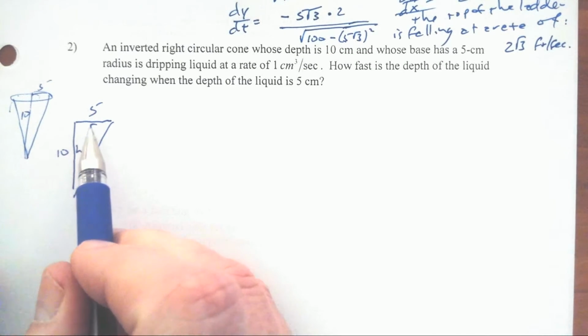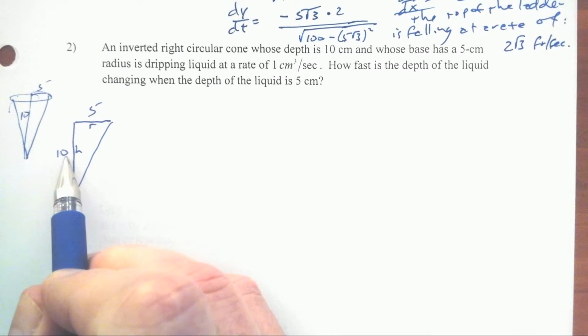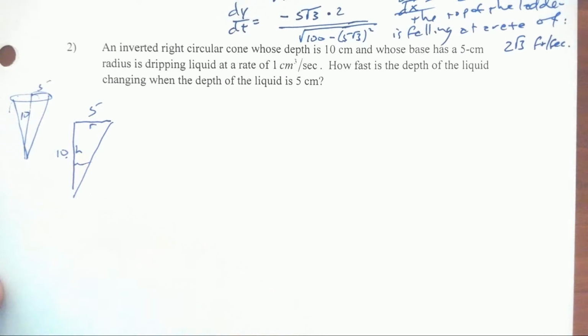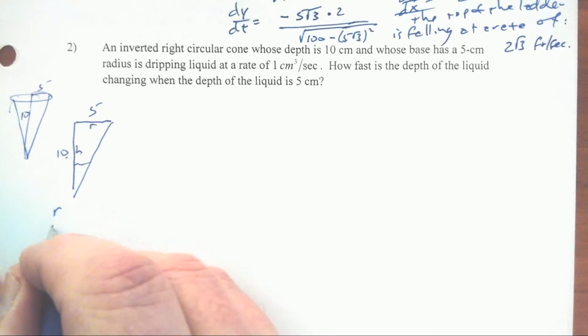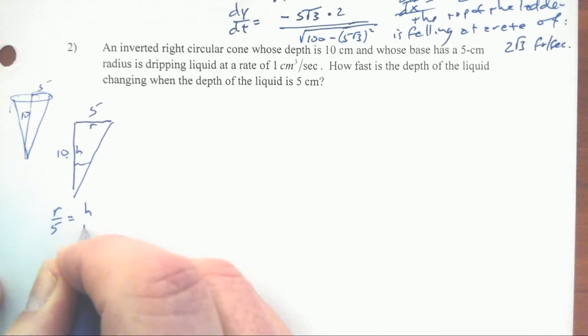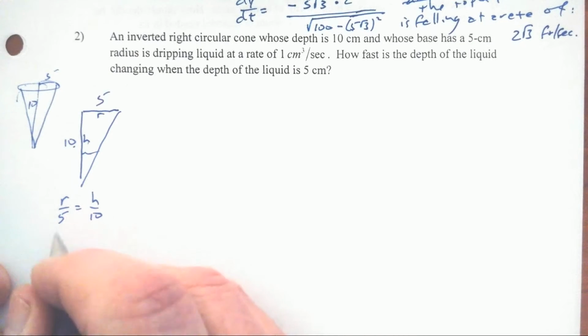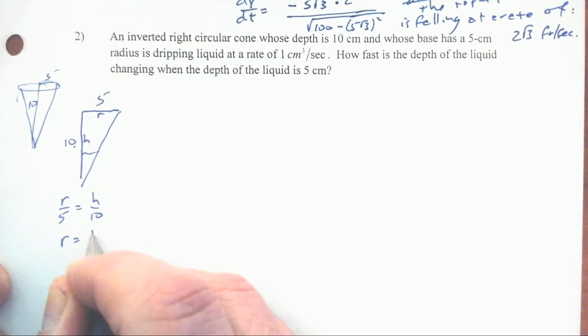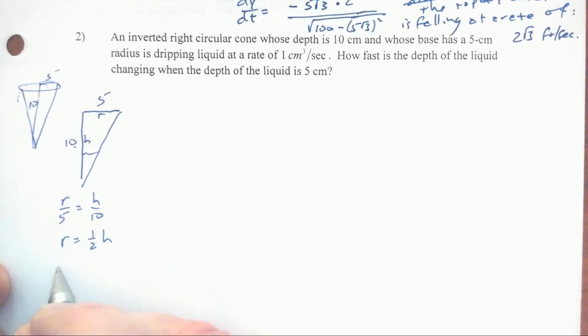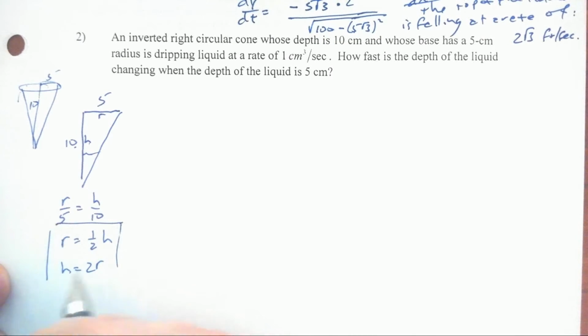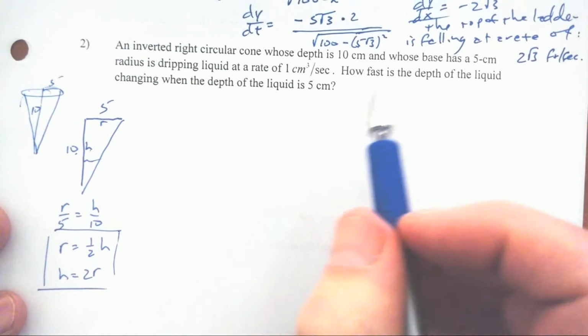Now understand, that doesn't mean R is 5 and H is 10. Where the water is, the water might be down here. But it does mean R and H are in ratio 5 to 10, or R is to 5 as H is to 10. Therefore, we're going to either use R equals 1/2 H or H equals 2R. Your cone problems, they almost all include that element of it. Okay.